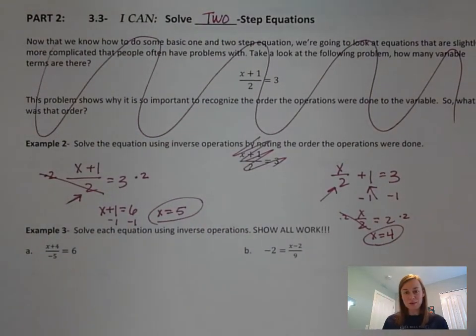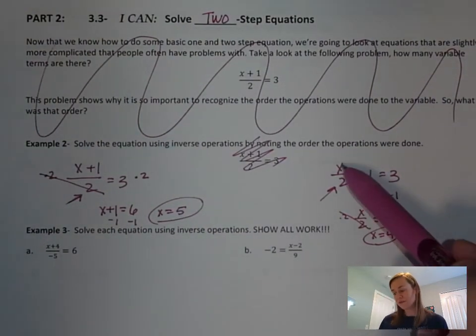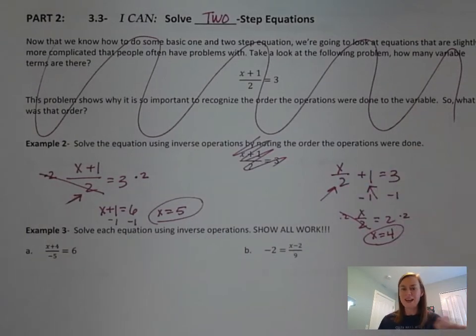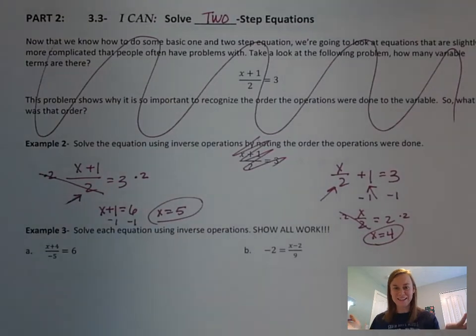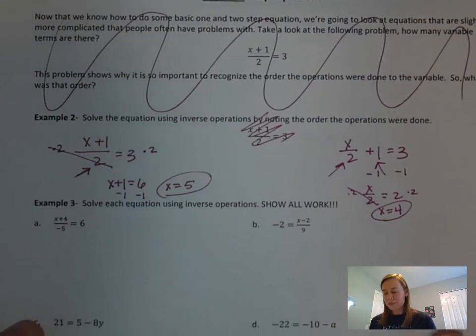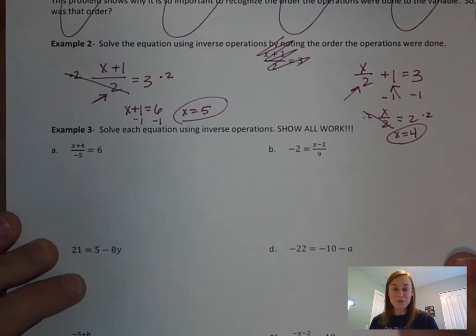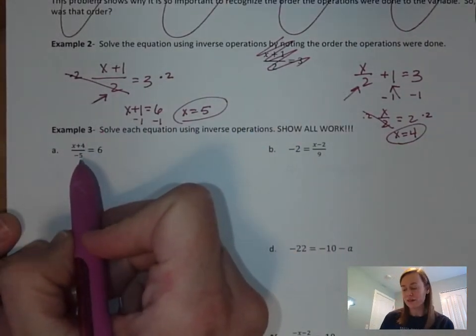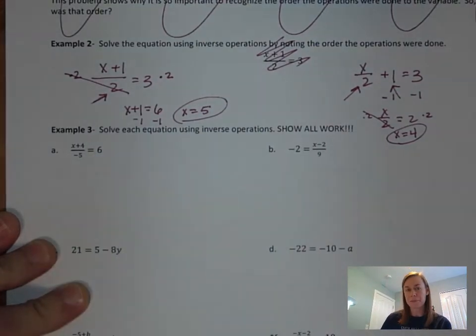And again, let's think through it and make sure we did it right. If x was 4, 4 divided by 2 is 2, and 2 plus 1 is 3. Hey, we did it right. Okay, good. So let's do a couple more examples down here, and then we'll do a couple examples from your homework as well. All right, so we have x plus 4 over negative 5 equals 6.